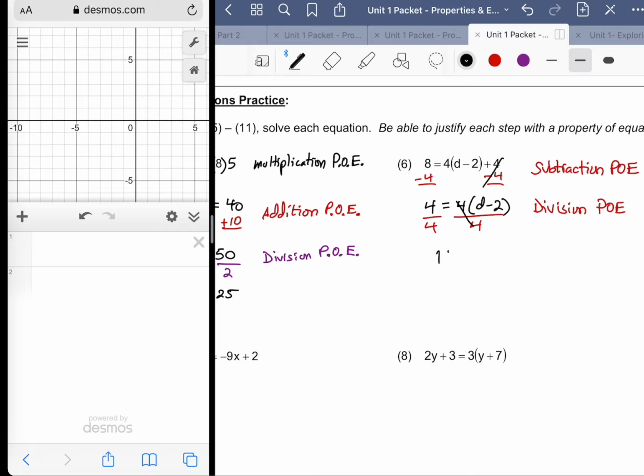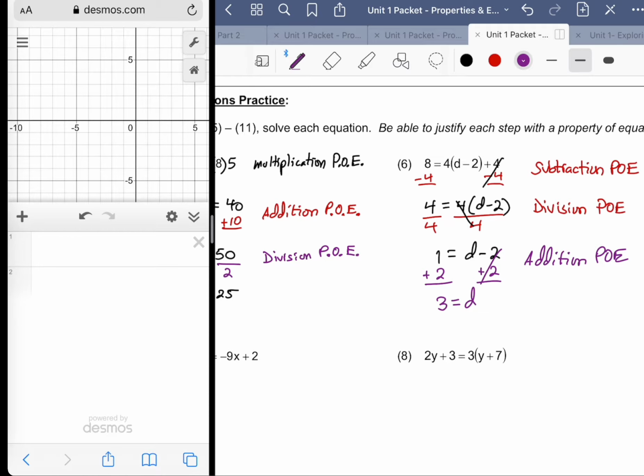So I'd have 1 is equal to d minus 2. To get d alone, I would add 2 to both sides, and that would be my addition property of equality. All right, so 3 is equal to d, and that would be your solution.